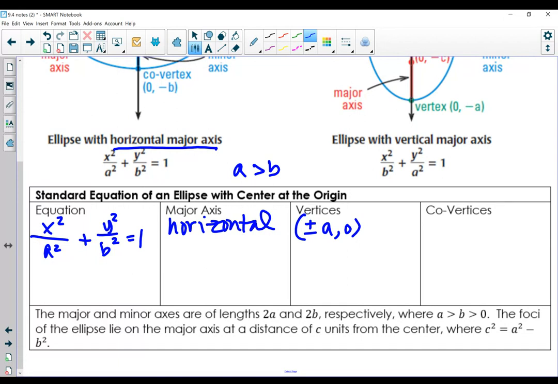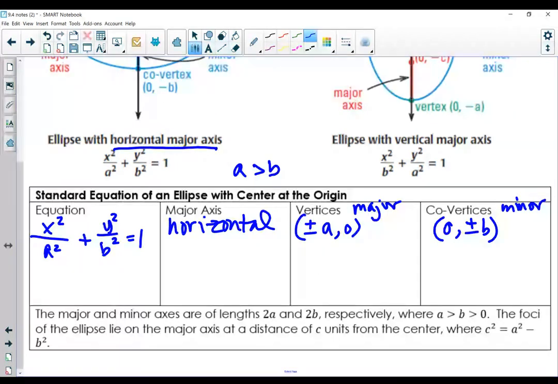My co-vertices would be for b, and those are going to be along the y-axis. So those are y values. So we'll have 0, comma, plus or minus b. And we should probably make a note here. Vertices is major axis. Co-vertices is minor axis.